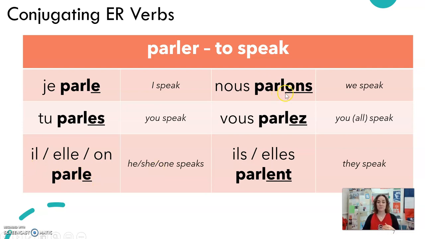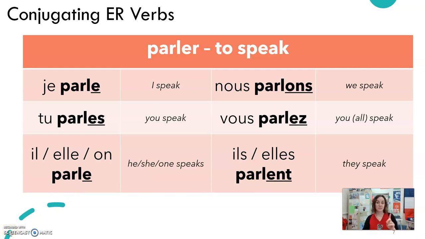For the nous form, I will have ONS on the end, nous parlons. For the vous form, I'll have just EZ on the end, vous parlez. And then ils and elles, my ending, I drop the ER and instead I add the letters ENT, which are silent, and they are pronounced parle. So parler, to speak. Je parle is I speak. Tu parles, you speak. Il parle, he speaks. Nous parlons, we speak. Vous parlez, you or y'all speak. Ils parlent, they are speaking.